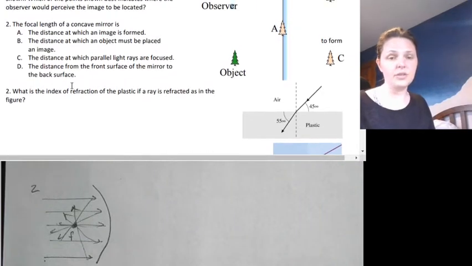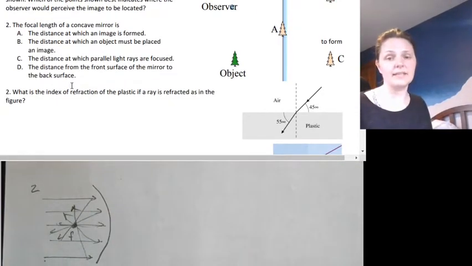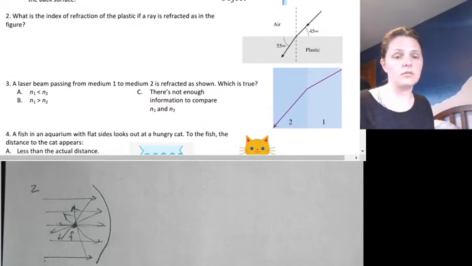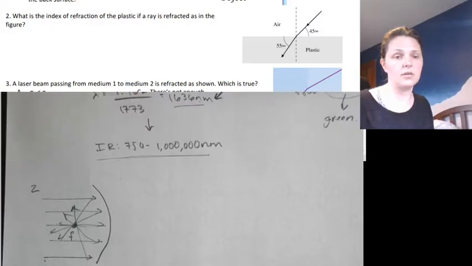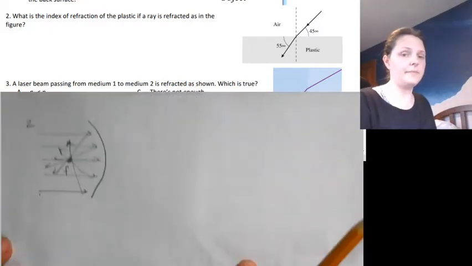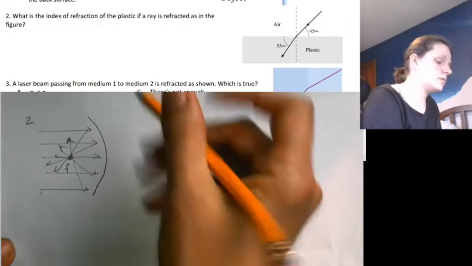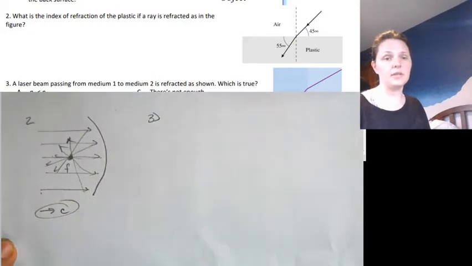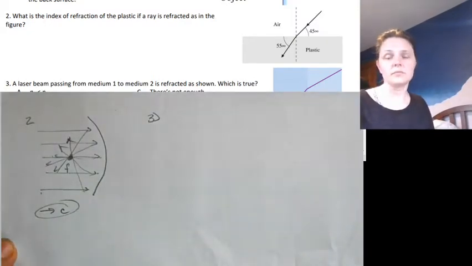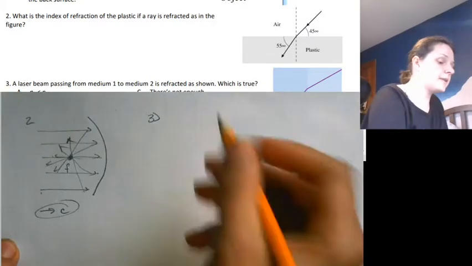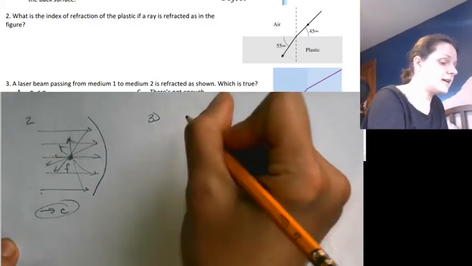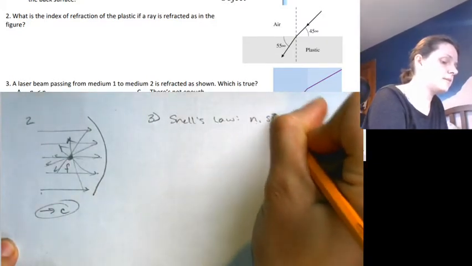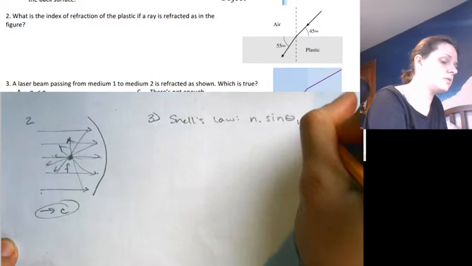Number 2 says, what is the index of refraction of the plastic if a ray is refracted as in the figure? So let's get that up and work through it. For 3, the answer to this was C. For 3, the formula for Snell's law is N1 sine theta 1 equals N2 sine theta 2.